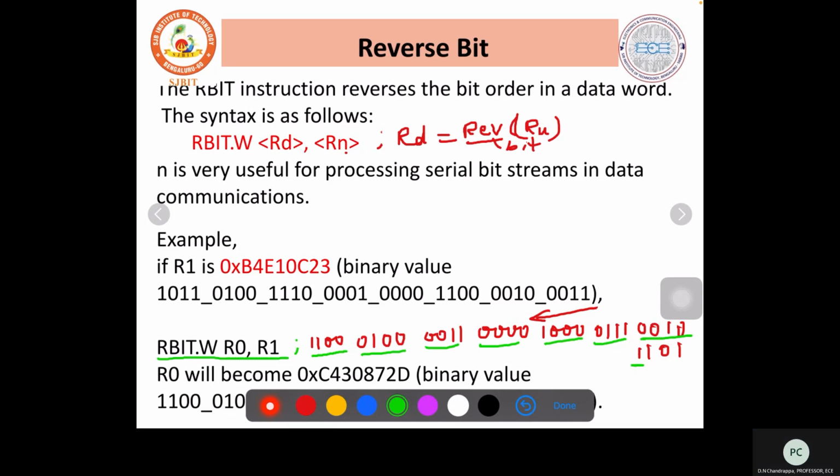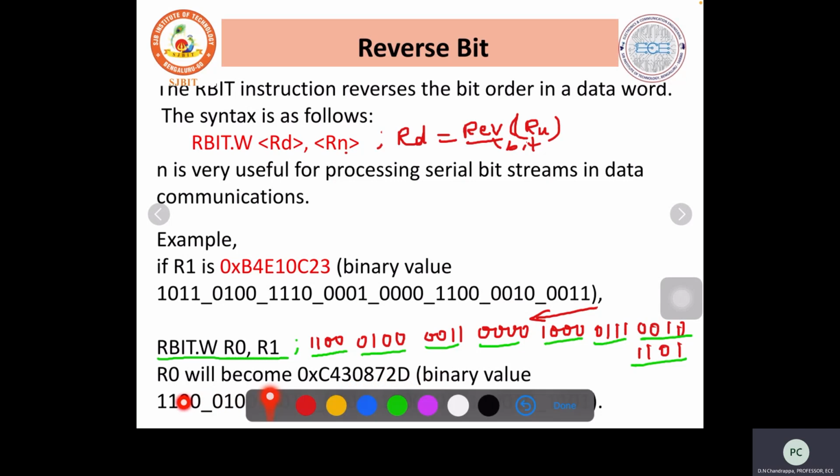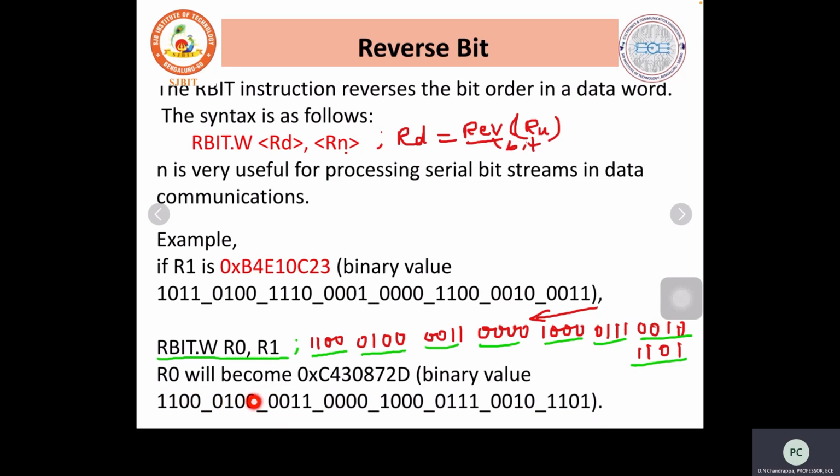So now, please look into the result. Look at this result: 0xC430872D. The binary expression we wrote is correct: 1100, 0100, 0011, 0000, 1000, 0111, 0010, 1101. See here, after executing this instruction, you get a result like this.